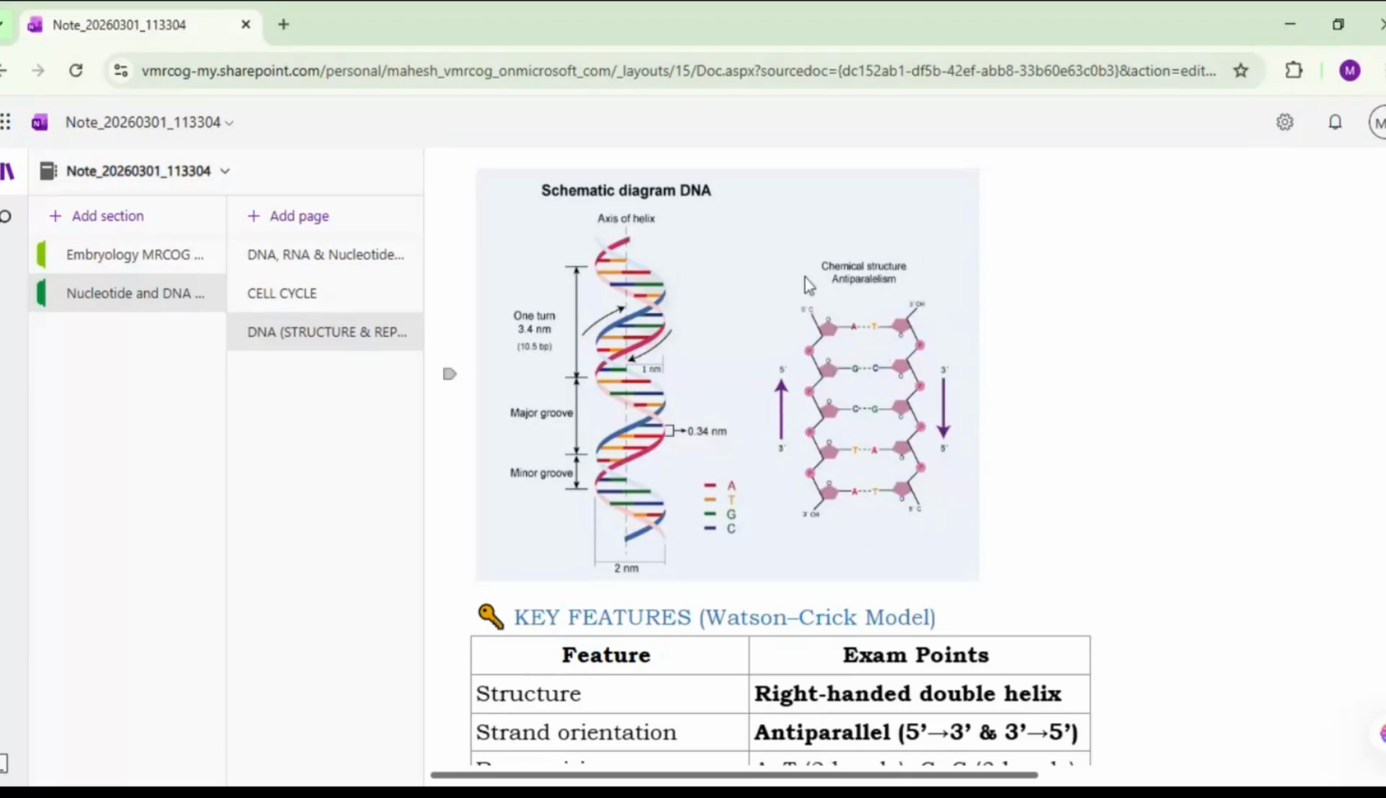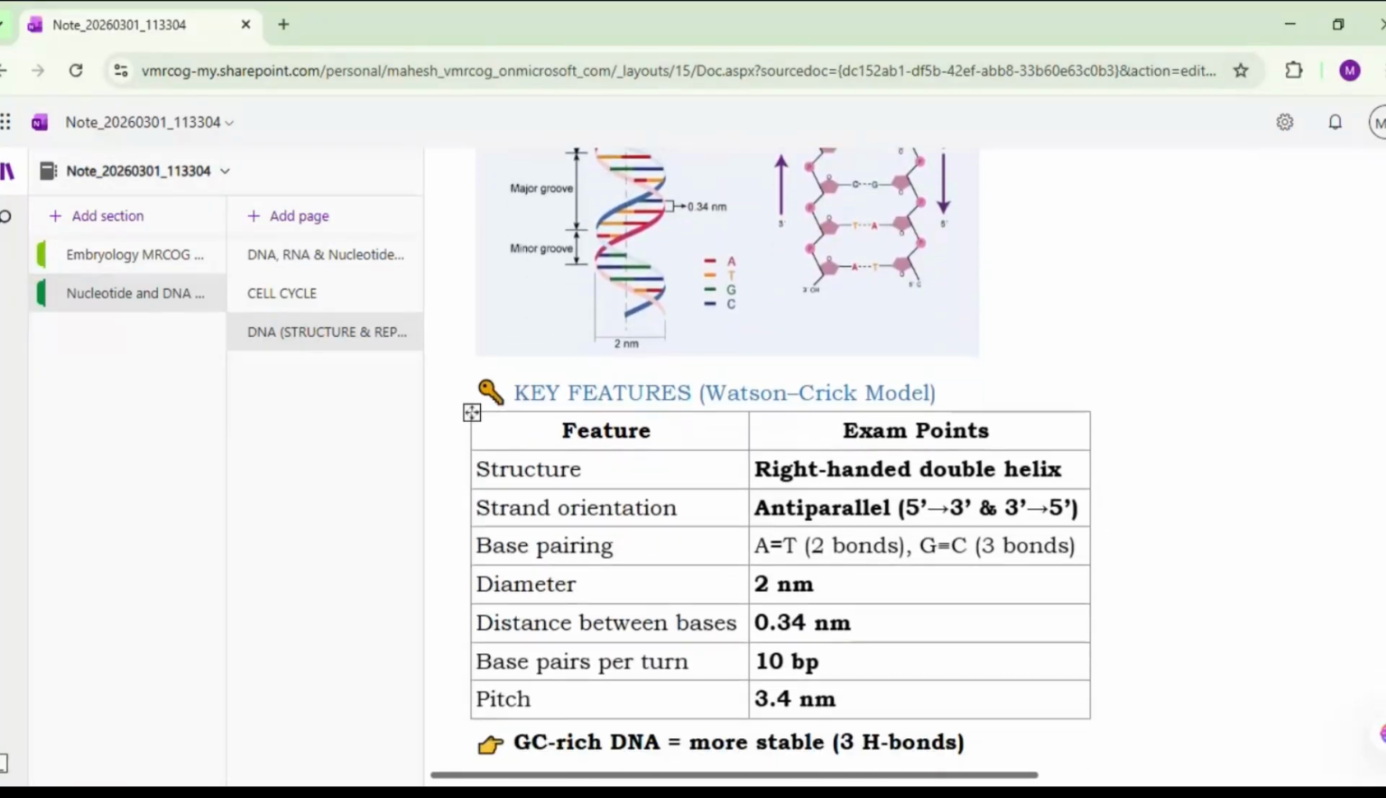Okay, we know that there is one 5' end and the other is a 3' end. For the other strand, it will be the 3' end and this will be the 5' end. Okay, so these are certain things which you should remember.